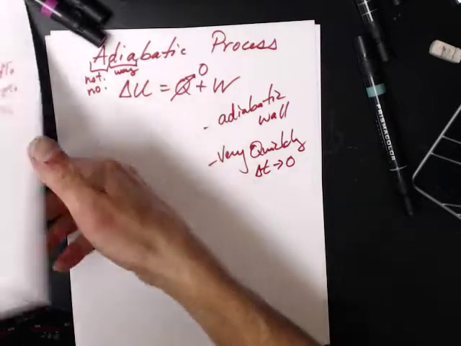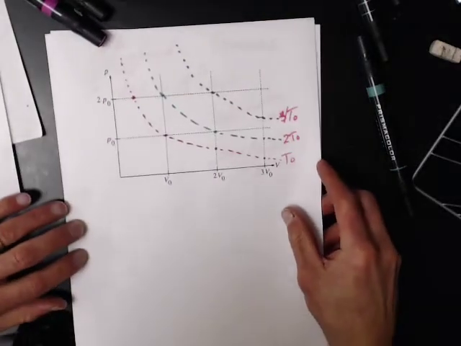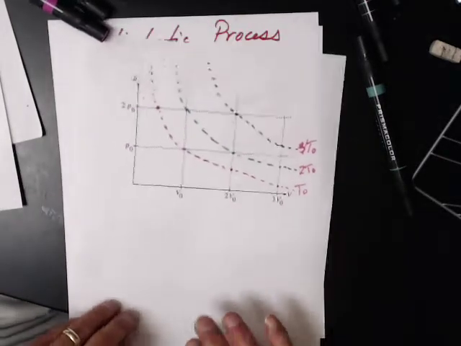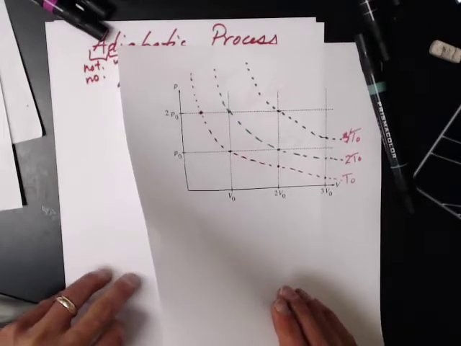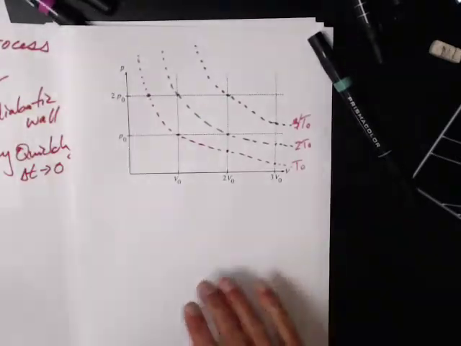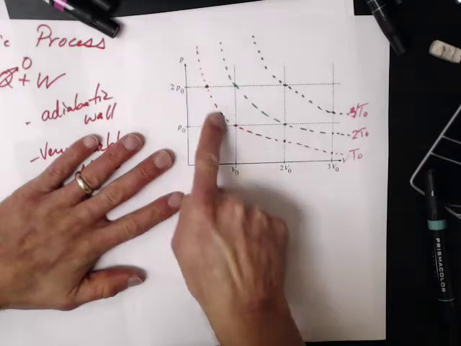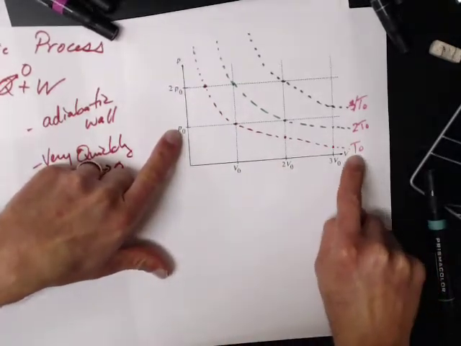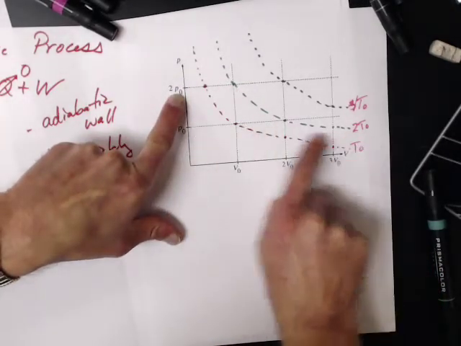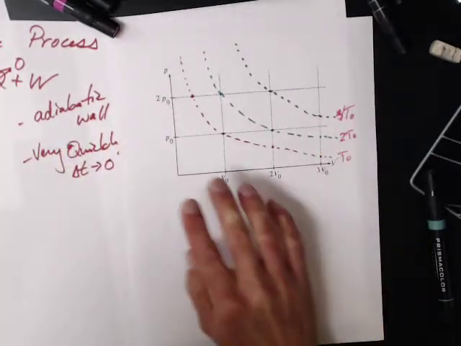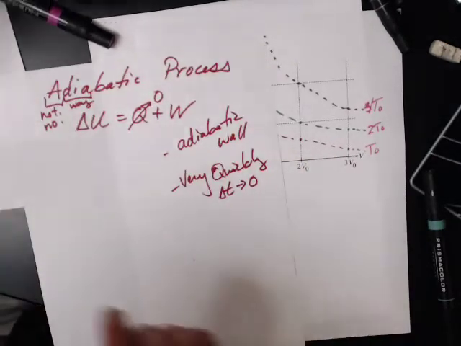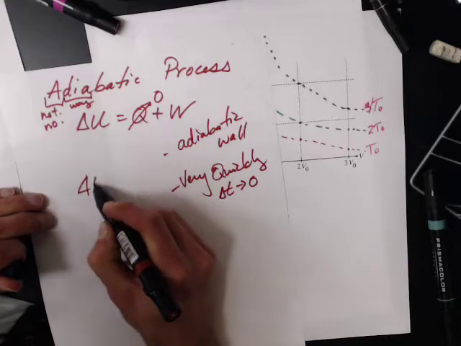So let's take a look at what that would look like. Here's my PV diagram, and I've got 3 isotherms drawn on it. This one's at T naught, this one's at 2 T naught, and this one's at 4 T naught.